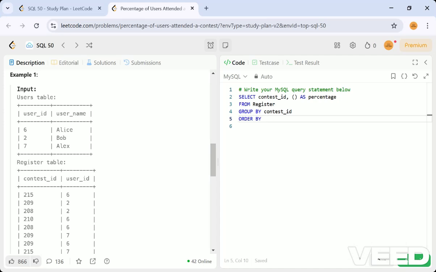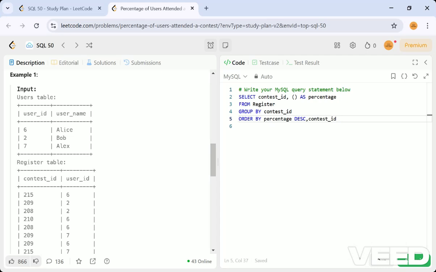They are asking by percentage. We have to order by percentage first of all, in descending order, DESC. And the other thing they're asking is, if there is a match, order by contest id, right? First they will check with that, and if there is any tie then you go to the second thing. So there is no need to give ASC, by default it will take that. Mentioning it or not is fine.